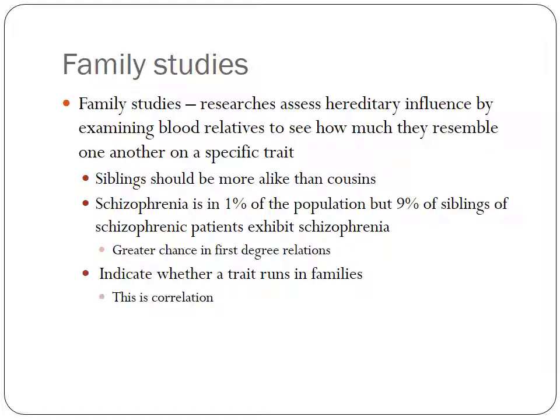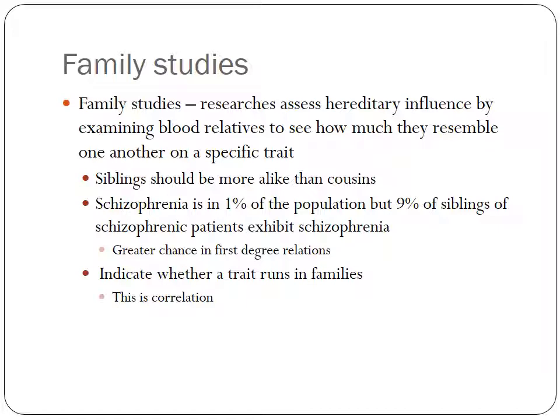We will talk about family studies, adoption studies, and twin studies. All three of these you should know. With family studies, we're going to look at how children are similar and different to their parents, how children are similar and different to their siblings, to their cousins, and so on and so forth. The closer your genetic relation, the more you should see similarities. So siblings should be more alike than cousins.